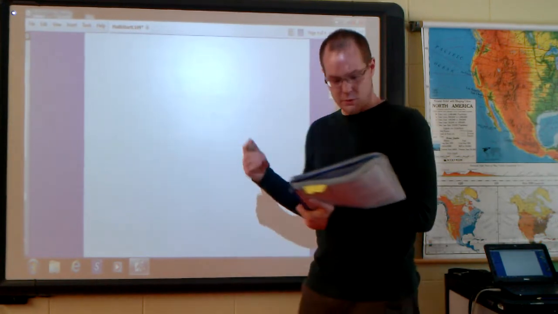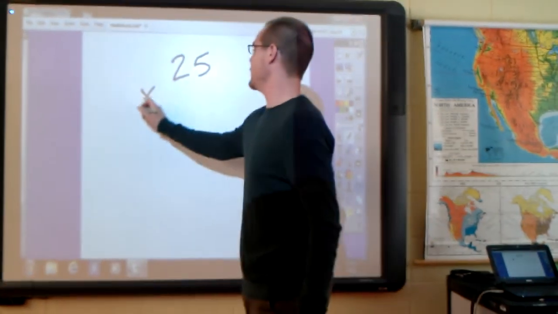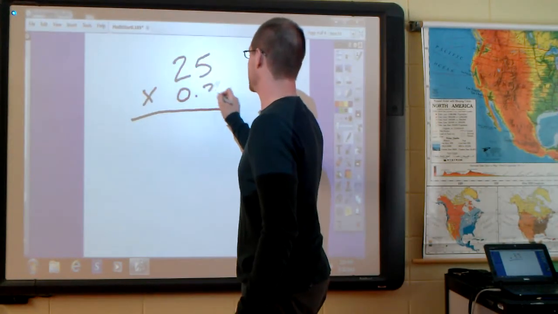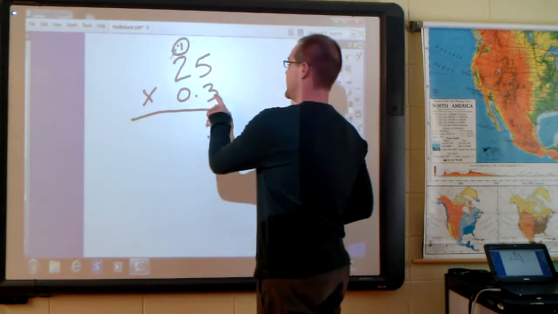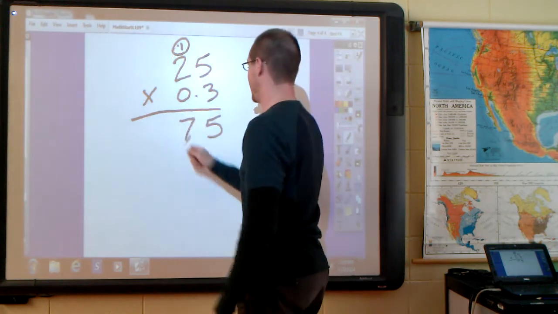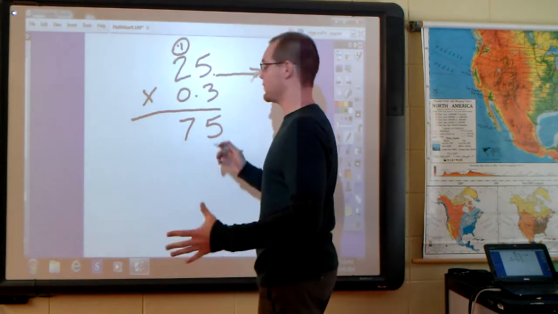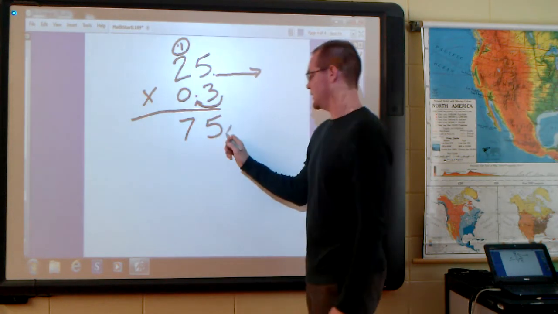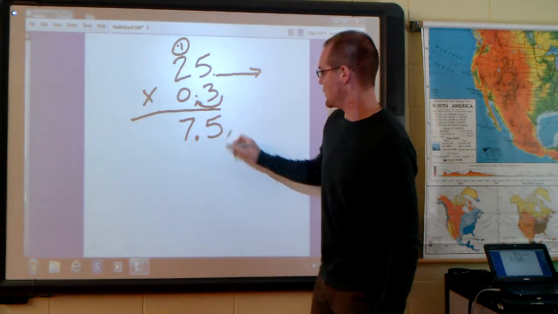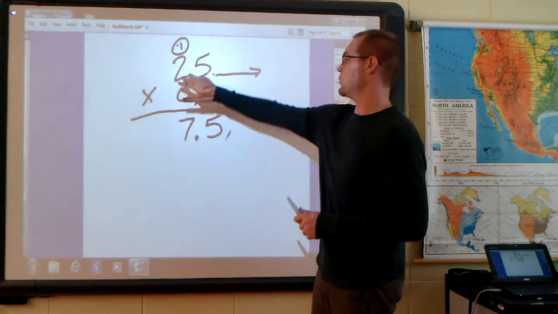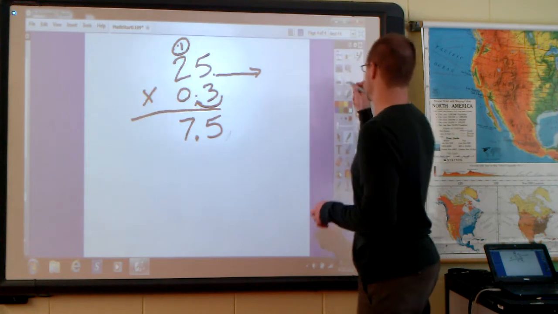Okay, I'm going to do the same thing this time. This time I'll use a whole number and a decimal number, 25 and 3/10. Multiply 3 by 5, and you get 15. Multiply 3 times 2 is 6, plus 1 is 7. Now, I have no decimal places over here, so I don't have to worry about anything. 1 here. So you take your decimal, move it 1 place to the right, and your answer is 7 and 5/10. So 25 times 0 and 3/10 is 7 and 5/10.